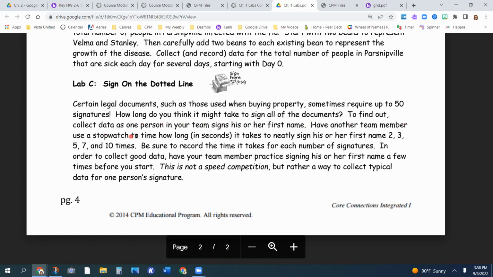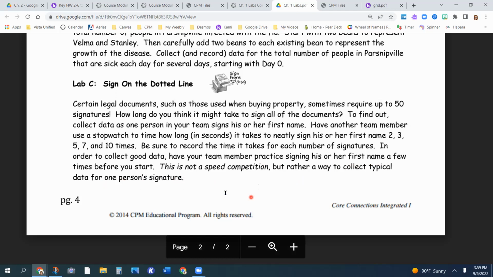To find out, collect data as one person in your team signs his or her first name. Have another team member use a stopwatch, or you can use the stopwatch on your phone, to time how long in seconds it takes to neatly sign his or her first name 2 times, 3 times, 5 times, 7 times, 10 times. Be sure to record the time it takes for each number of signatures.